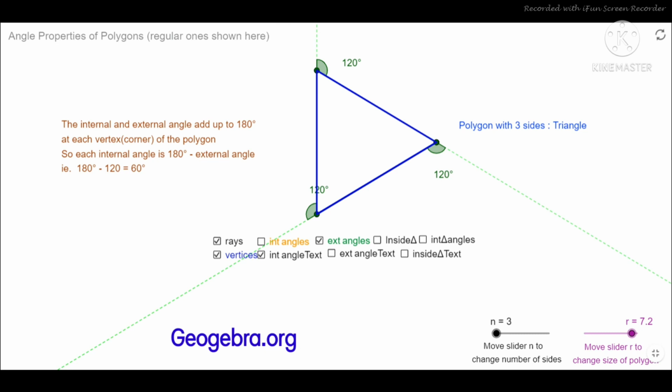Now let's see the relation between the interior angle and exterior angle. So we have considered a triangle here. We are considering only regular polygons so that it is easy for us to understand. Here we see each exterior angle is 120. Now let's see what the interior angle will be. As written here, each interior angle is 180 degrees minus the exterior angle. So we get 60 degrees. You can see here 60 plus 120 is 180.